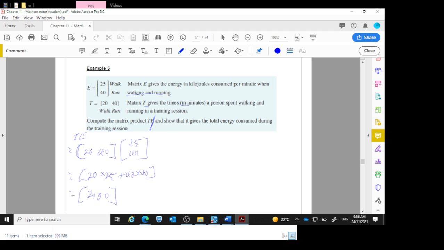Compute the matrix product. Now show that it gives the total energy consumed during the total training session. So total energy consumed would be 25 times 20 plus the 40 times the 40, which equals 2100 kilojoules, which is the total energy consumed.